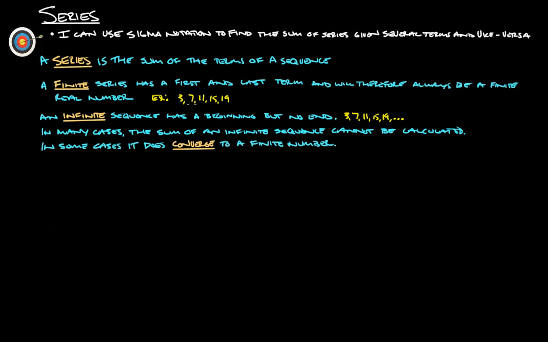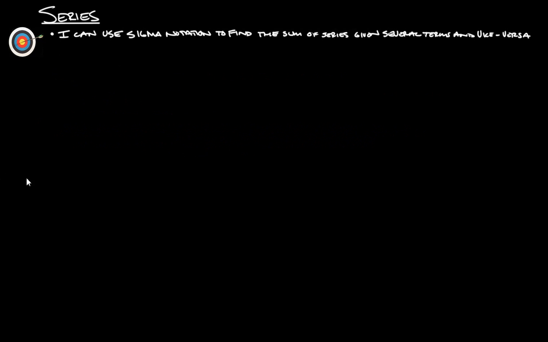Okay, an infinite sequence has a beginning but no end. Like 3, 7, 11, 15, 19, dot, dot, dot, meaning it goes on forever and ever. In many cases, the sum of an infinite sequence cannot be calculated, but in some cases, it does actually converge. It ends up getting closer and closer to a finite number. So we'll look at some cases like that.